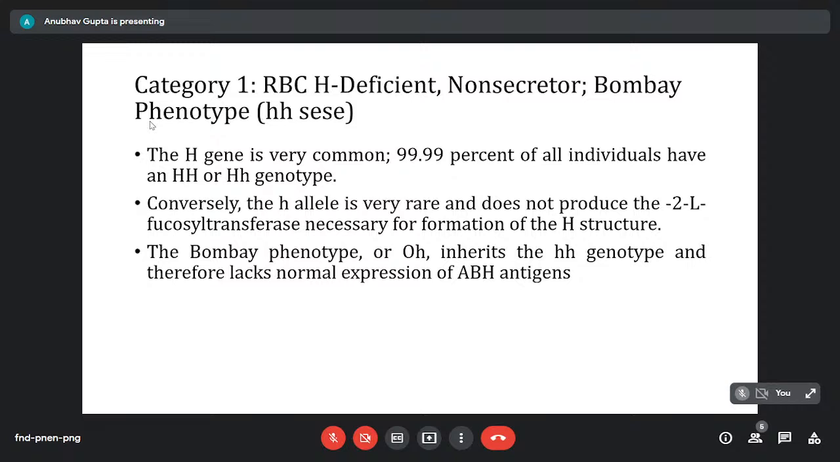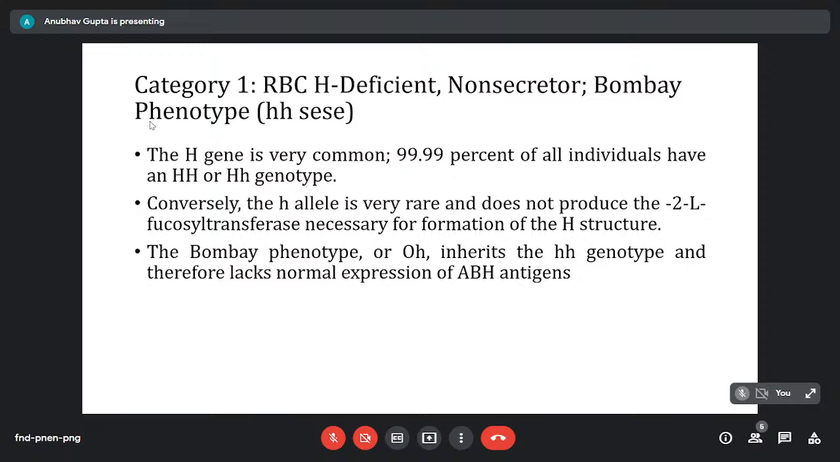So basically, the H gene is very common and in 99.99% of cases it is present, and only sometimes it is deficient, but it is more common in our population, like in Maharashtra, in Bombay, from where it derived the name Bombay phenotype. Conversely, the h allele is very rare and does not produce the fucosyl transferase, which is necessary for the formation of the H structure.